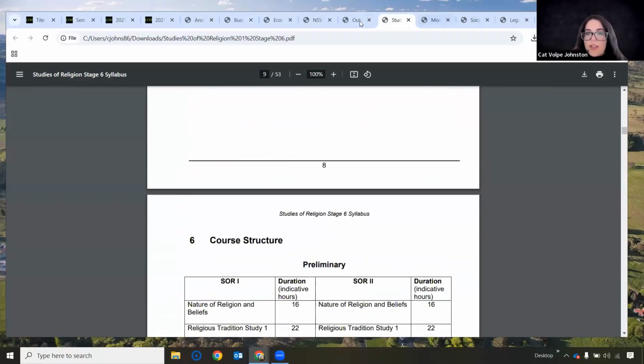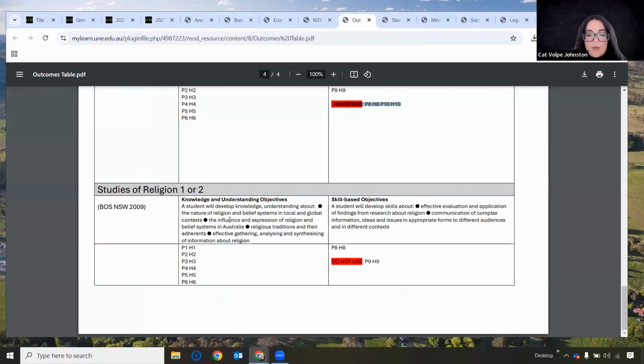And you'll see by looking at the table here that I've put all the objectives related to knowledge and understanding here and skill-based objectives here. Again, what codes go with knowledge and understanding and what goes with skill-based. You've really only got P8 or H8 for this one.